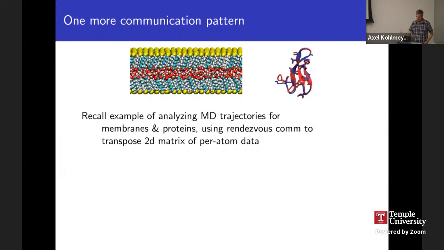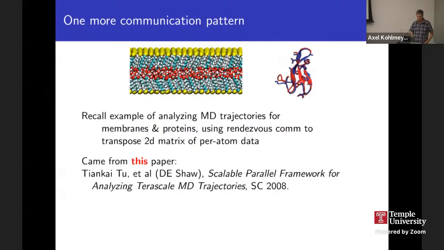So this example is actually not one I came up with. It came from this paper, which is from the D.E. Shaw group, and Tiankai Tu was the lead author, called Scalable Parallel Framework for Analyzing Terascale MD Trajectories. This is back when terascale was a big deal, and it was at Supercomputing in 2008. And I was a reviewer of this paper, so I learned what they did.